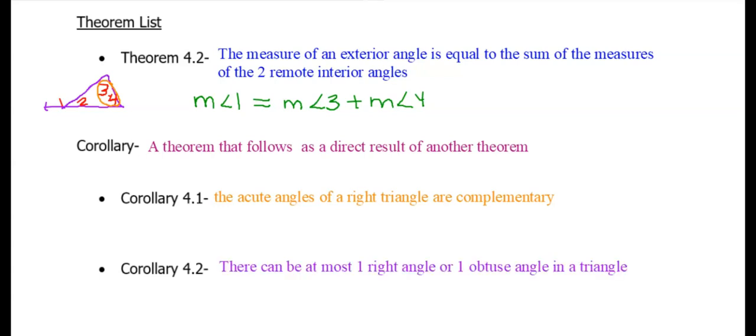And then corollary 4.2 says there can be at most one right angle or one obtuse angle in a triangle. And we had already discussed this at the beginning of our notes, and this all comes from that one theorem that says all three angles add up to 180. So they are called corollaries because we can conclude more information based off that one theorem.